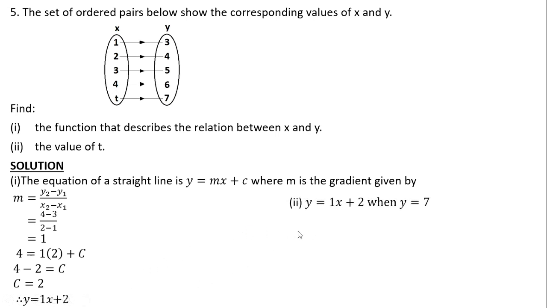Find the value of t. The function is y equal to 1x plus 2. When y equal to 7, this is the point (t, 7). Y is 7. Where there's y, we'll replace 7. So we are going to say 7 equal to, where there's x, we'll replace t. 7 equal to t plus 2. We'll transpose the 2, it will become negative. We'll say t equal to 7 minus 2. Therefore, our t is equal to 5. As simple as that.